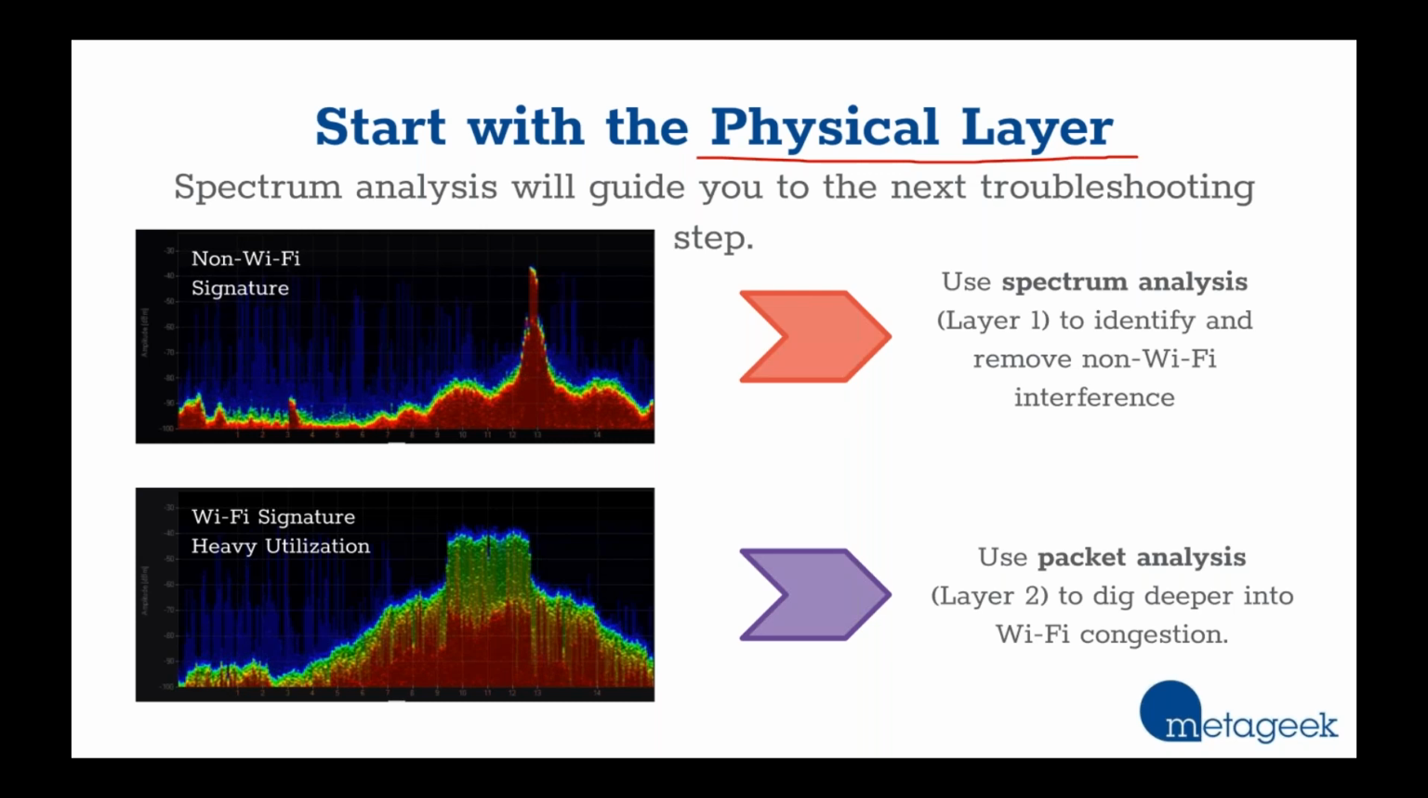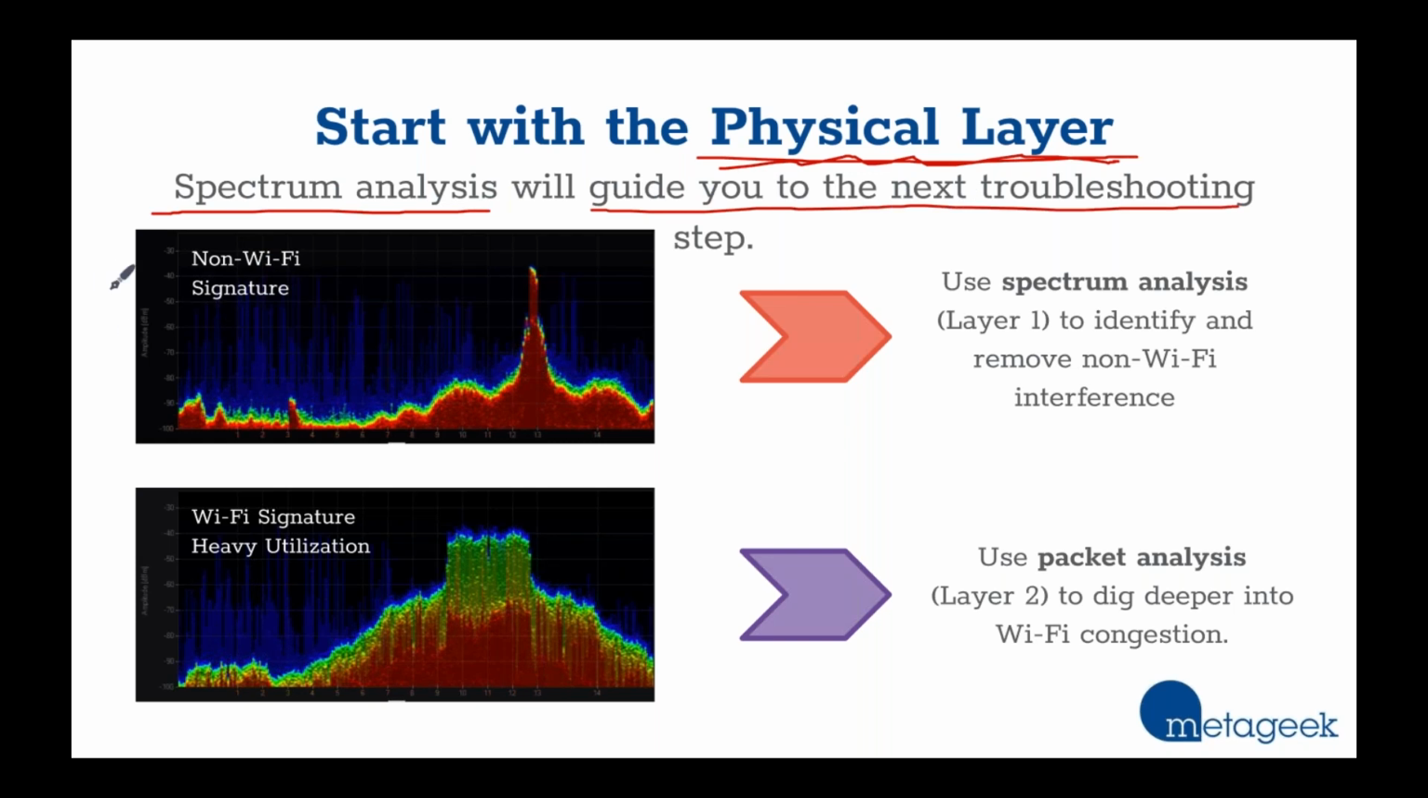I like to do the same thing in wireless. I like to start with the physical layer. But in this case, the physical layer isn't copper. The physical layer is basically the spectrum. It's the air. And so I always like to start with spectrum analysis, and I use that to guide me to the next troubleshooting step.